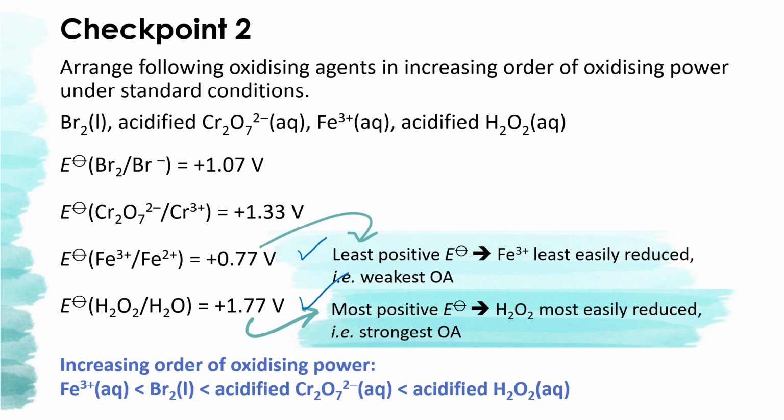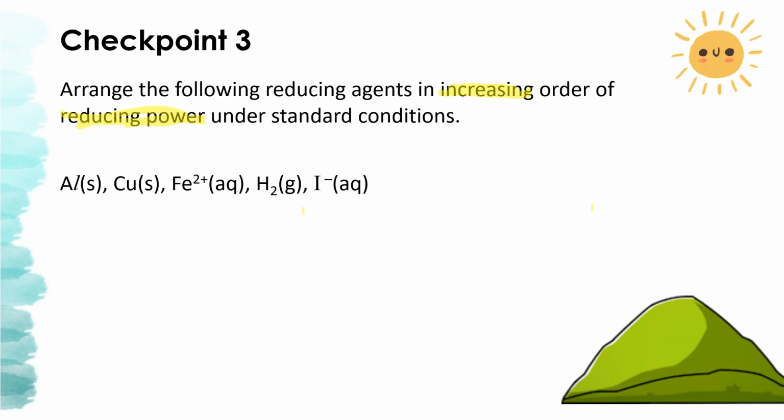Okay, let's continue. Checkpoint 3. Checkpoint 2 was about oxidizing power. Now we are looking at reducing power, so we are talking about a reducing agent. For a reducing agent, do we want the E value to be more negative or less negative?